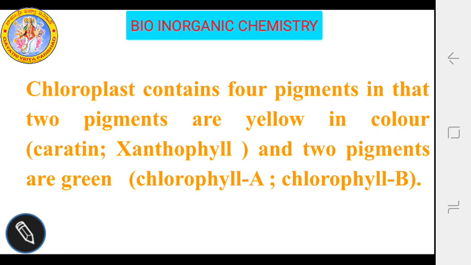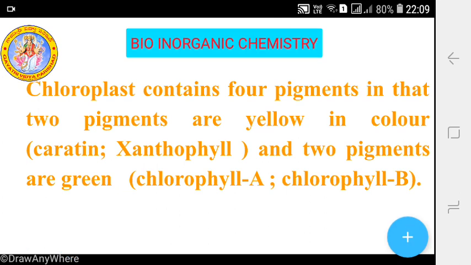Generally, chlorophyll pigments are very rich, so the total chloroplast can be seen in green color rather than yellow color, because the concentration of carotene and xanthophyll is very less, whereas more part of chloroplast contains chlorophyll, so it is in green color. So yellow pigments are known as carotene and xanthophyll. Green pigments are called chlorophyll A and chlorophyll B.